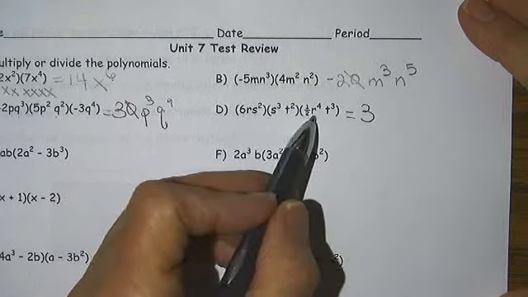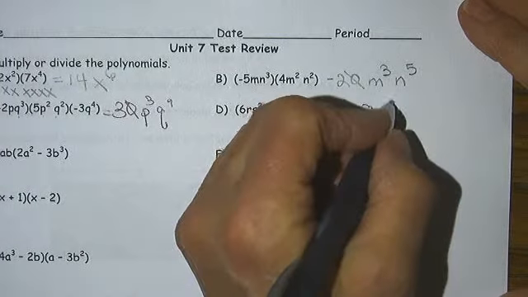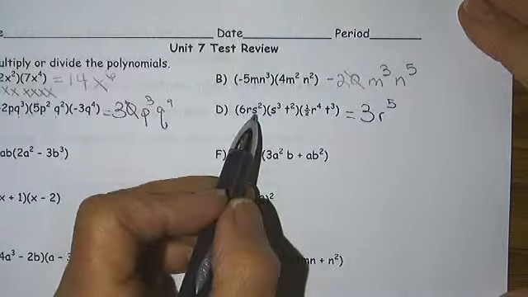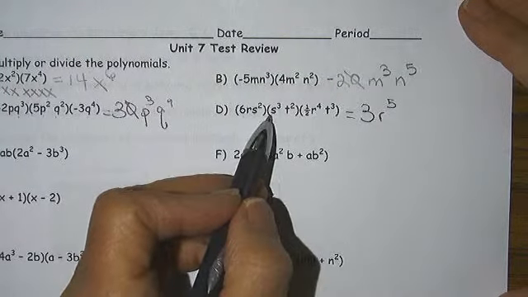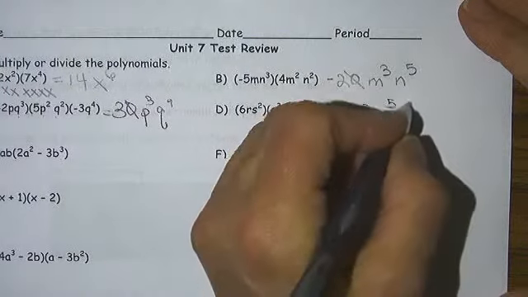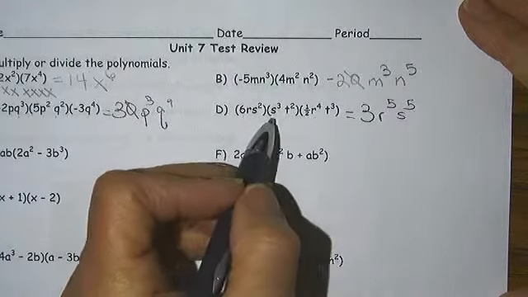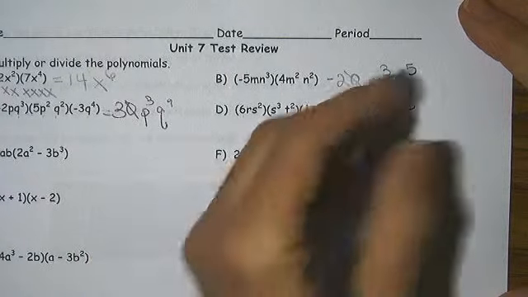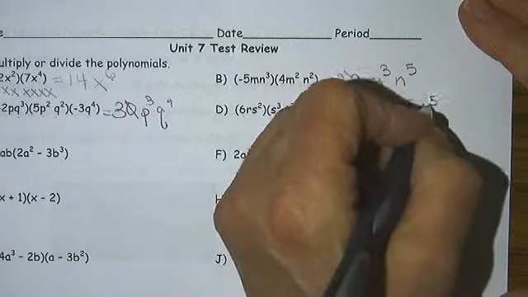r times r to the fourth, r to the fifth. s squared times s cubed, s to the fifth. t squared times t cubed, t to the fifth.